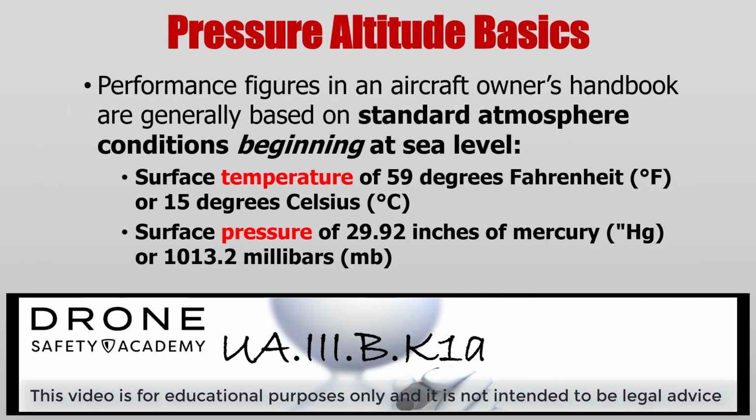Here are a few items that you need to commit to memory. Performance figures in aircraft owners' handbooks are generally based on standard atmospheric conditions beginning at sea level. So you'll see this type of thing often. Surface temperature at sea level, 59 degrees baseline, 15 degrees Celsius. Surface pressure, 29.92 inches of mercury, or 1013.2 millibars.